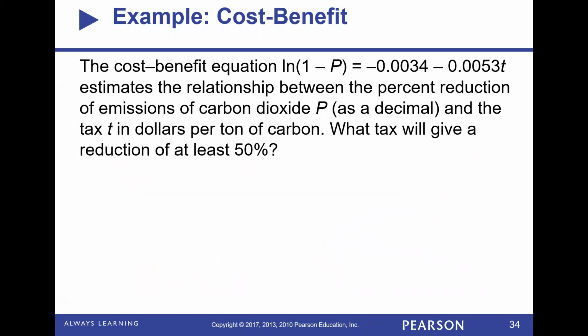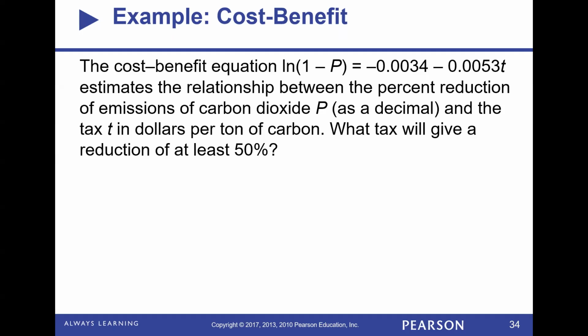Let's try again with a lovely formula already given to us. So we looked at this one already. Again, so the cost benefit equation of natural log of 1 minus P equals a negative 0.0034 minus 0.0053T. And again, that estimates the percent reduction of emissions of our carbon dioxide P. Again, that percent is given to us as a decimal in the problem itself. And the T being the tax dollars per ton of carbon.